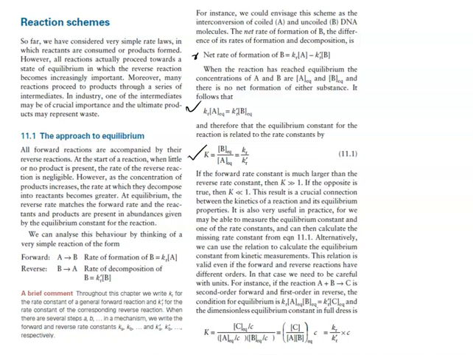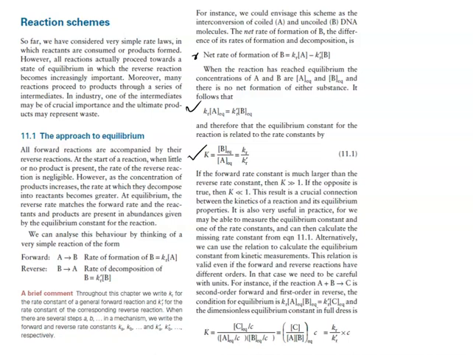If the forward rate constant is much larger than the reverse rate constant, then big K is going to be substantially greater than 1. If the opposite is true, then big K is going to be substantially less than 1. This result is a crucial connection between the kinetics of a reaction and its equilibrium properties.